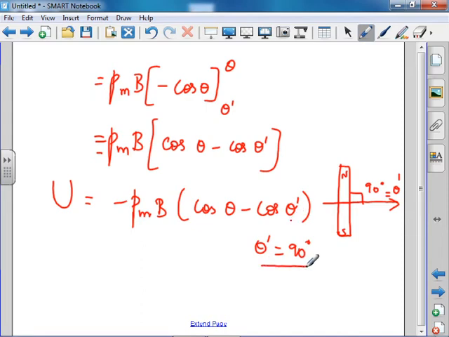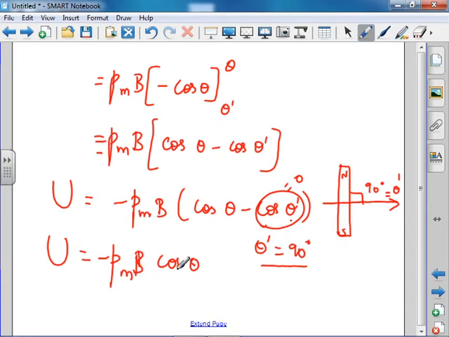What is cos 90? It is equal to 0. அப்ப இந்த term full-ஆ என்னவாயிடும், this term will become 0. அப்ப இந்த equation எப்படி எழுதலாம் நம்ம, u is equal to minus pmb into cos theta. So the potential energy stored in a bar magnet in a uniform magnetic field is given as u is equal to minus pmb cos theta.